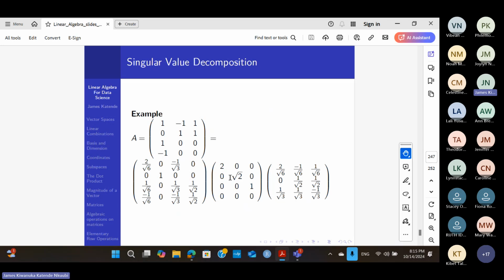So here is an actual example that is worked out. We have a 4x3 matrix. So we have a matrix U here, which was obtained. We have the matrix sigma. Then we have the matrix V transpose here. I hope I wrote this correctly. Sometimes when typing these things, you can go crazy. So if you multiply out these three matrices, you should get your A back.